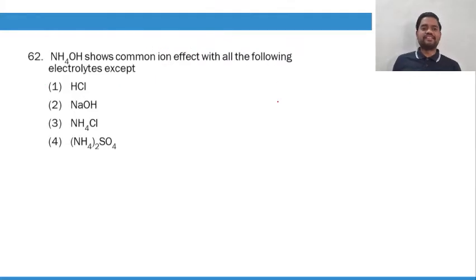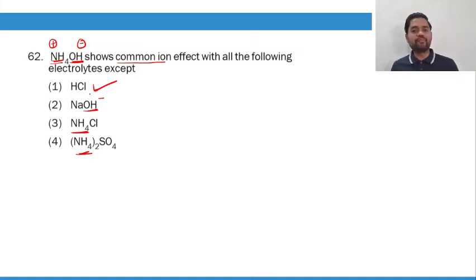62. NH4OH shows common ion effect with all the following electrolytes except. That means it should have NH4 plus ion and OH minus ion. Over here we require NH4 plus and OH minus ion. The right answer is HCl. Why? Because it does not have any common ion, so it cannot show common ion effect. Whereas in the second option, OH minus is there, NH4 is there. And HCl, since it does not have a common ion, cannot show common ion effect. Hence the right option will be what?